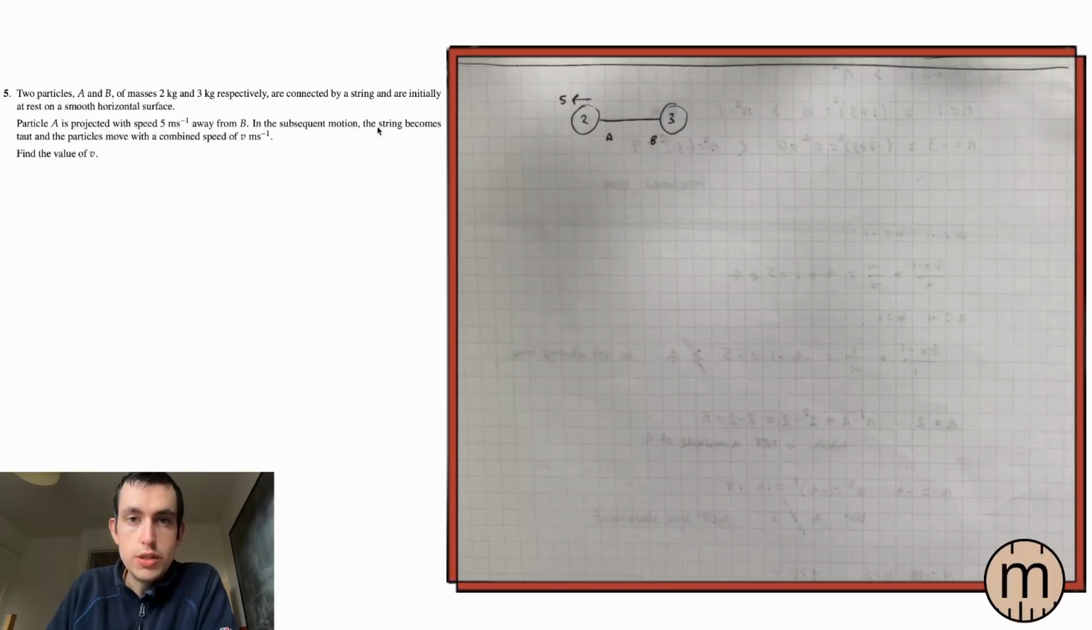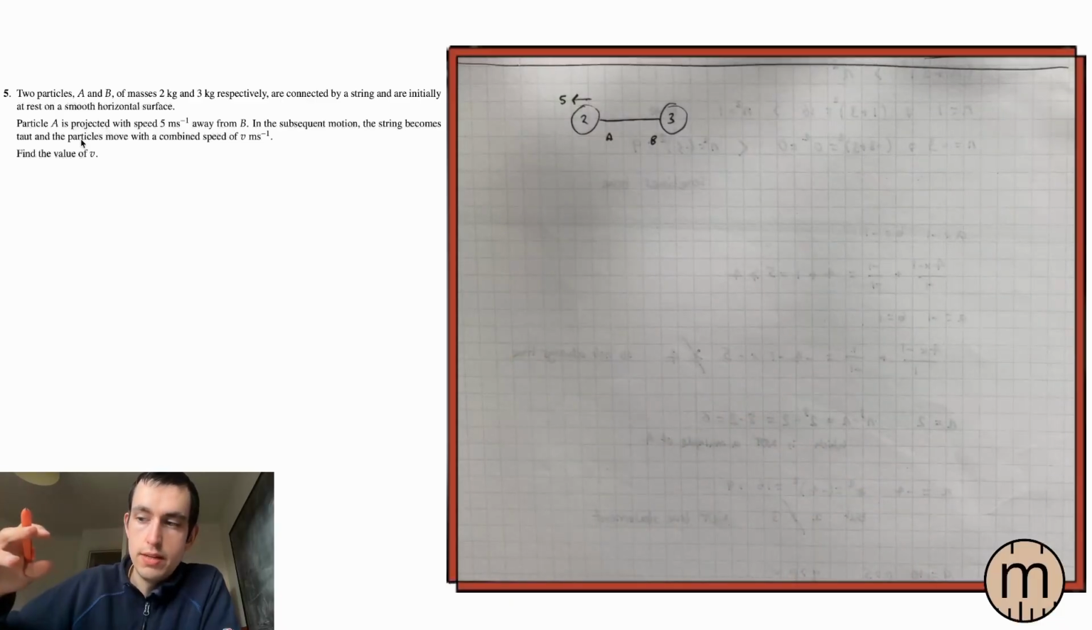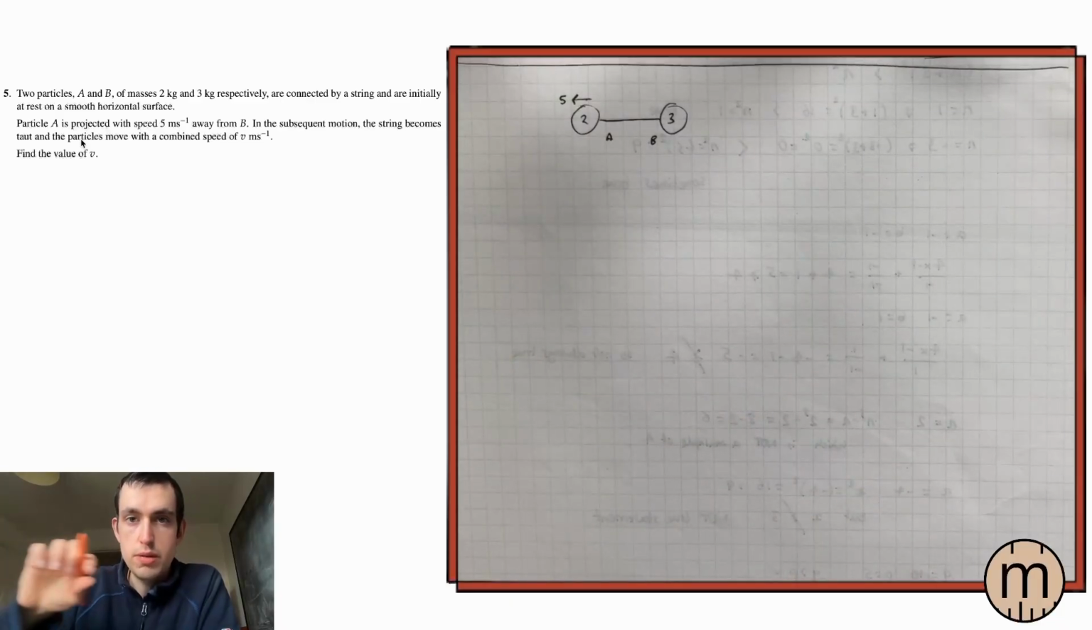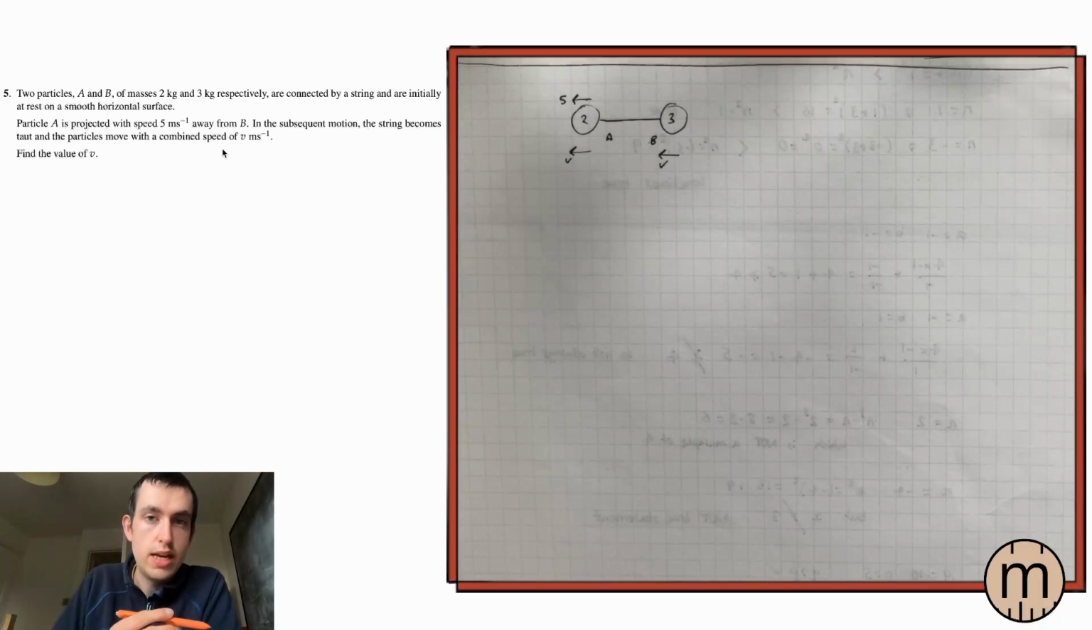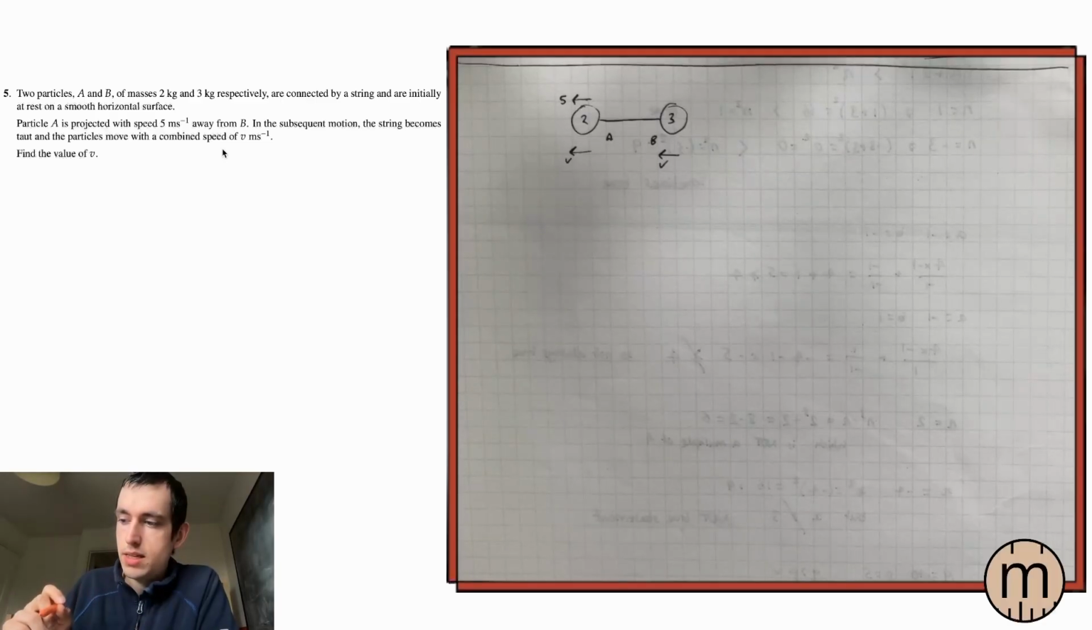In the subsequent motion, the string becomes taut, so that means that the string is loose at the moment, and once A gets moving, it becomes taut, so it becomes tight as a line, and then they move together, and we're told that the combined speed is v. And the speed is going towards the left because particle A is projected towards the left. There's no way that it could be going towards the right if A is projected towards the left. So let's do the maths.